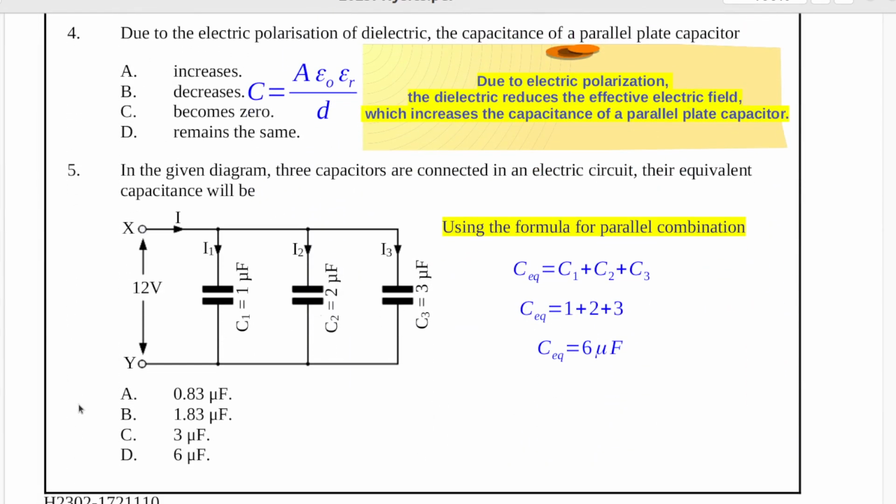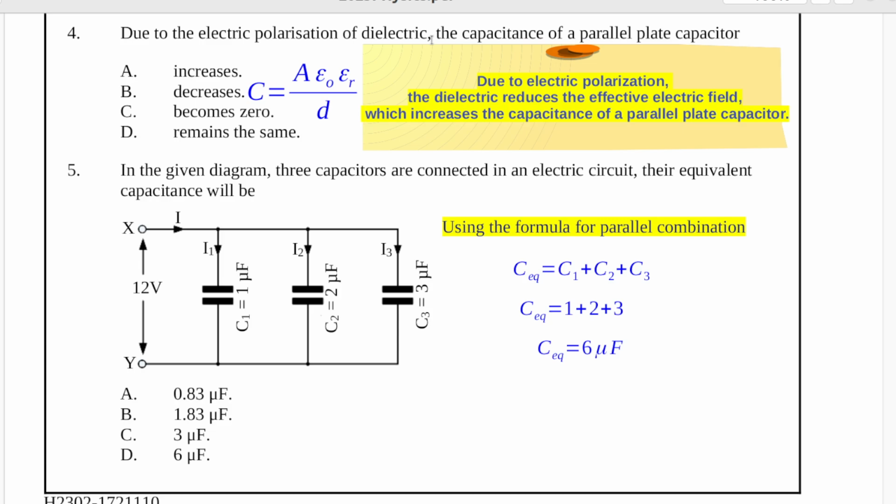Now let's see question number 4. Due to electric polarization of dielectric, the capacitance of a parallel plate capacitor. This is a conceptual question from the topic of capacitance of a capacitor. Whenever you insert a dielectric slab between plates of a parallel plate capacitor, we know that the capacitance of that capacitor always increases due to the electric polarization.